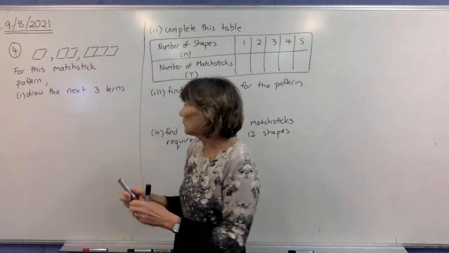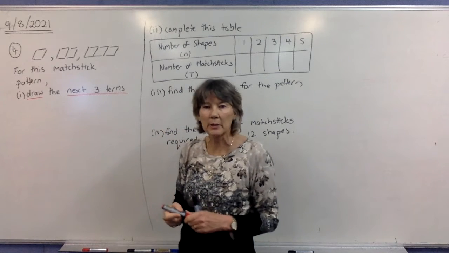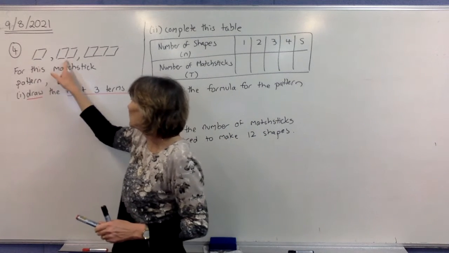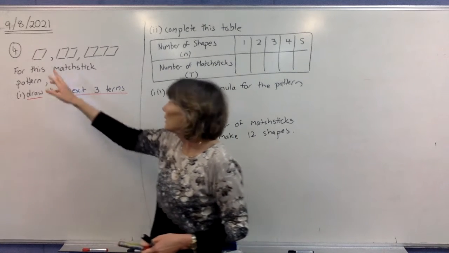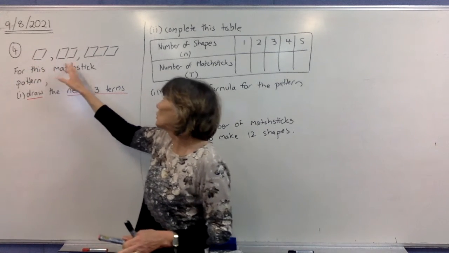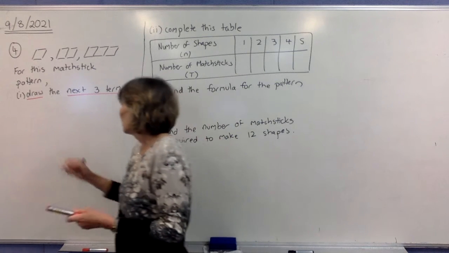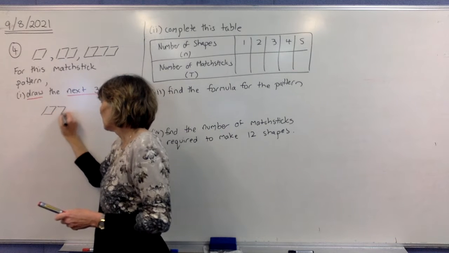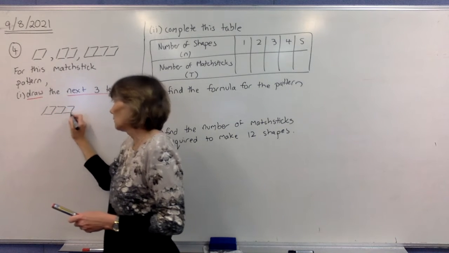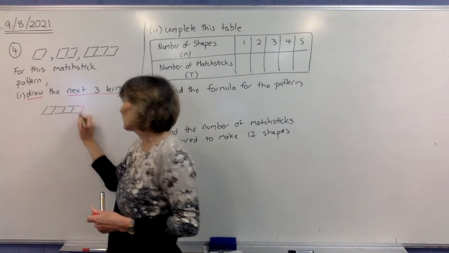In this first part, we're drawing the next 3 terms. So you can see what's happened so far. We've got 1, 2, 3 drawings so far. We're drawing 3 more. So this is 1 shape, 2 shapes, 3 shapes. So we're going to draw the next one with 4 shapes. So we're going to draw the first 3. Right, and then we're going to add on the next bit that would create the 4th shape.